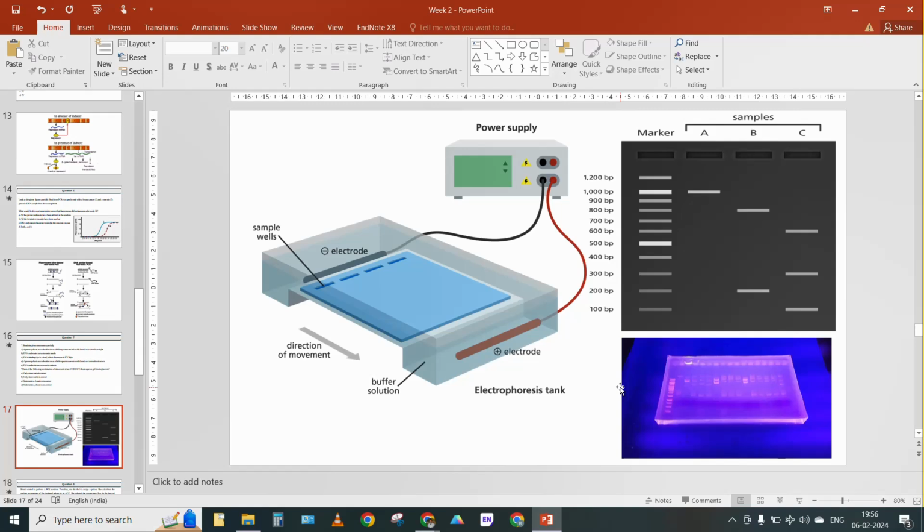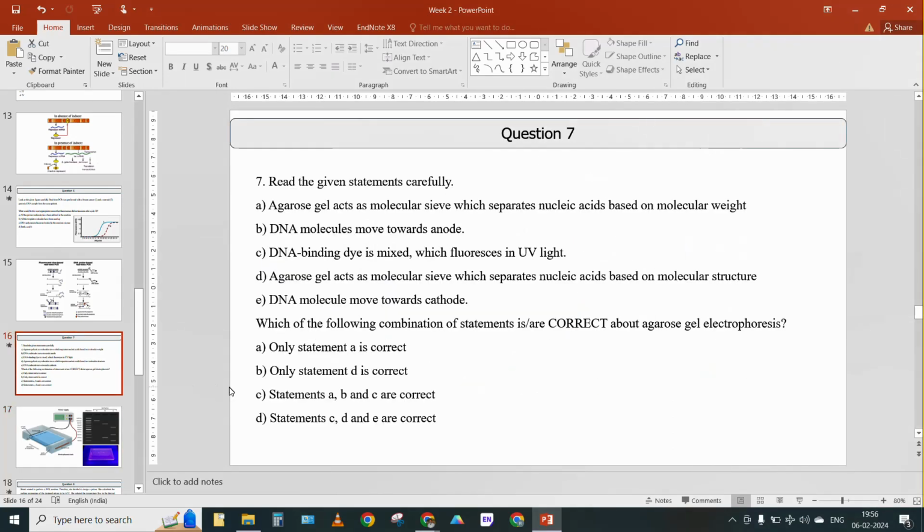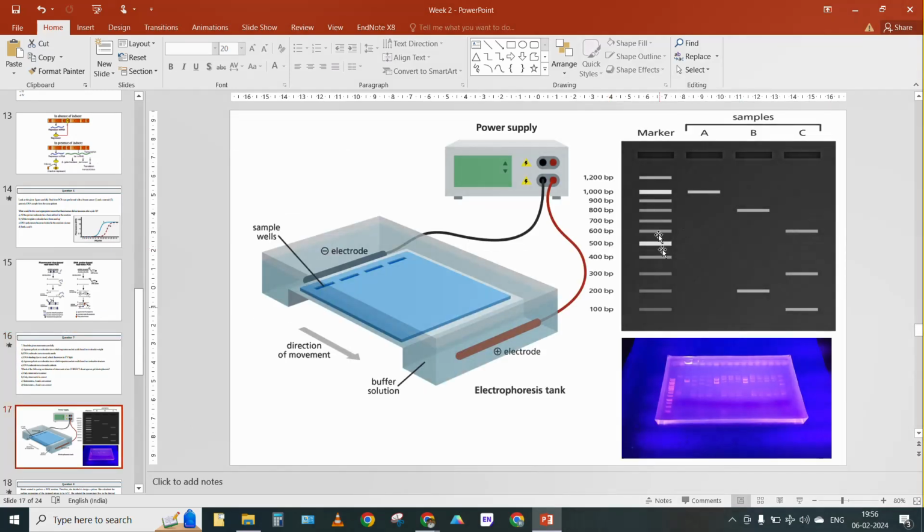Okay. Yes, sir. So option C, where statements A, B, and C are correct. The agarose gel acts as a molecular sieve which separates the nucleic acids based on their molecular weight. As you can see, according to the molecular weights, all the DNA bands get separated. This marker is a housekeeping marker. The rest of the DNA fragments will be distributed according to their molecular weight.